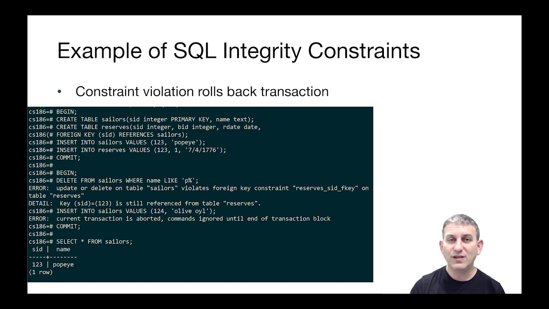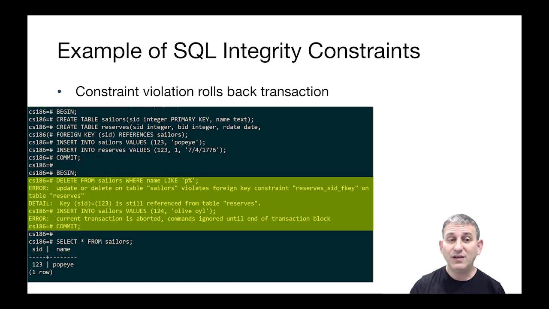We have Popeye and a reservation by Popeye on July the 4th, 1776. Now we begin a new transaction, and we try to delete from sailors all the sailors whose name starts with P. And you see we get an error from Postgres. It says, update or delete on table sailors violates the foreign key constraint, which has a name that was given to it by Postgres, on the table reserves. In particular, the key SID equals 123 is still referenced from table reserves. So it's very specific about what value was contained in dangling pointers in reserves.